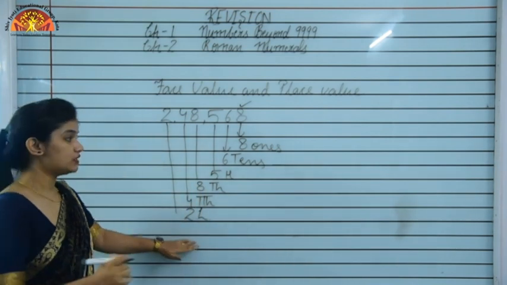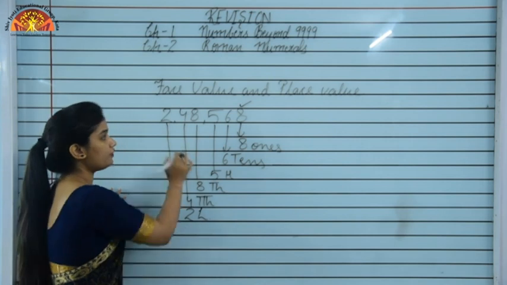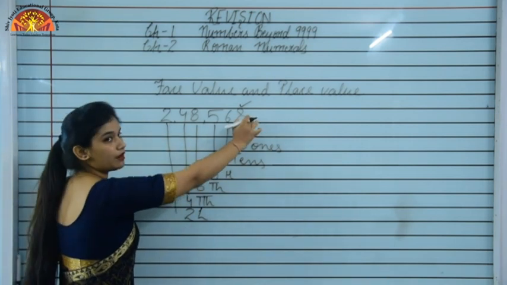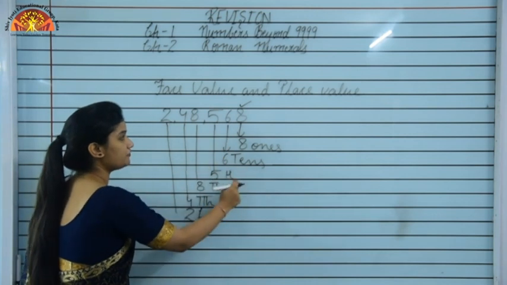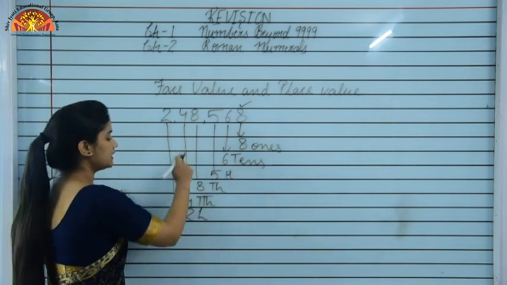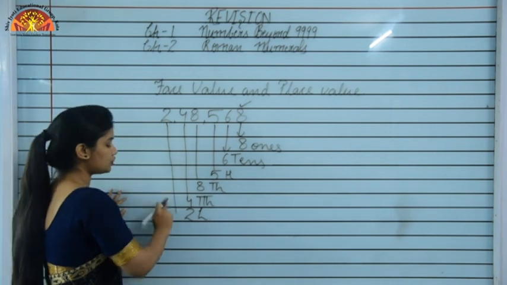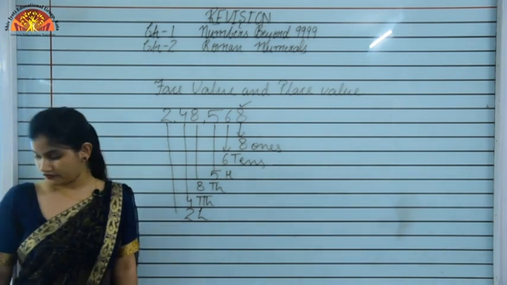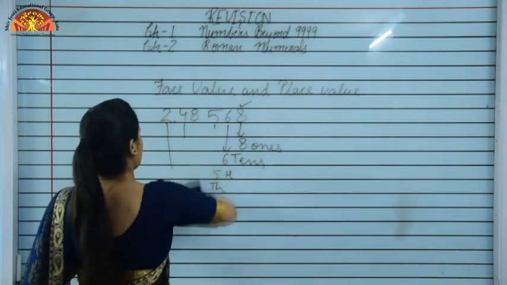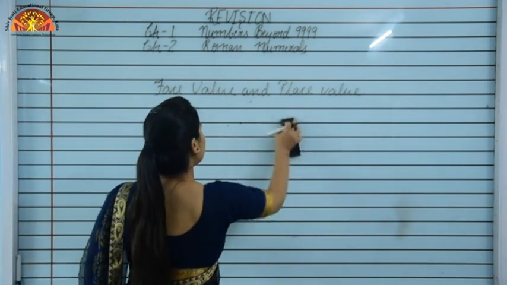Understood, students? So these are the place values of this number. The place value of 8 ones, then 6 tens, 5 hundreds, 8 thousands, 4 ten-thousands and 2 lakhs. Understood, students? So in this way you can find the place values and face values.